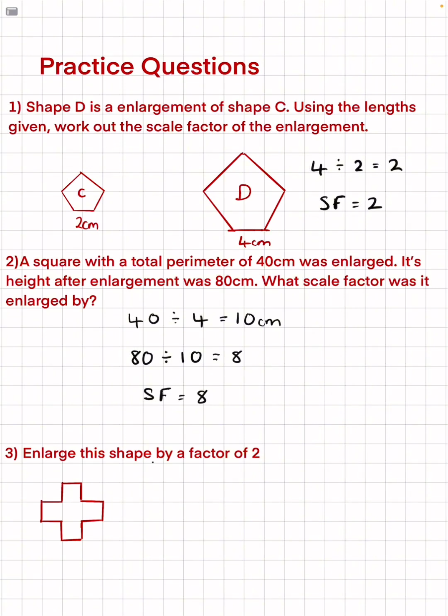Question 3 says enlarge this shape by a factor of 2. Each side on the shape is 1 square long. So the enlarged shape will be twice as long. So each side will be 2 squares long. So if we draw that out, your shape should look something like this, with each side 2 squares long.